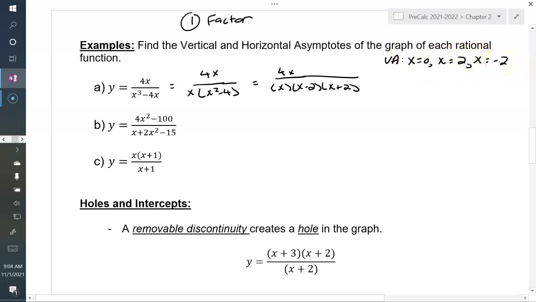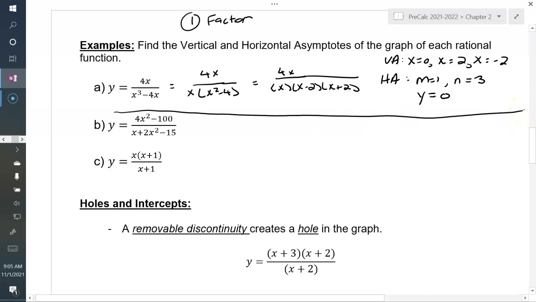Now for your horizontal asymptotes, compare the degree of your numerator to the degree of the denominator. And in this case, my degree of the numerator equals 1, denominator equals 3. So our numerator has a smaller degree than the denominator. So this means we have a horizontal asymptote at y equals 0.